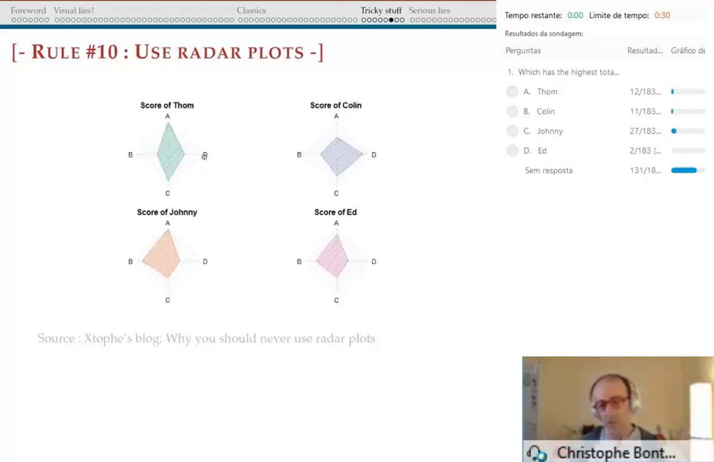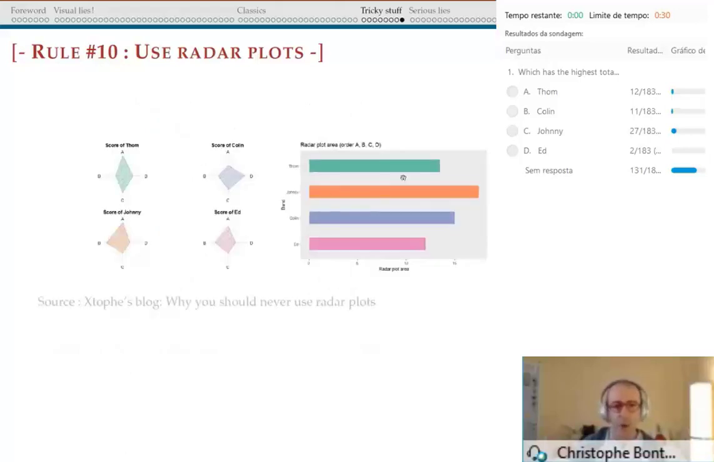Jan Holst, who will present tomorrow, has on his website a nice explanation of why you have to be very careful when using radar plots. So in this graphic, you have the explanation. This is the total area for each player here with this order of the axis, A, B, C, D, and this is with A, C, B, D. The order of the area has changed.